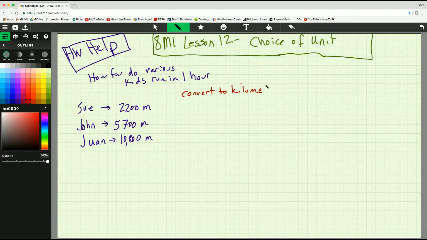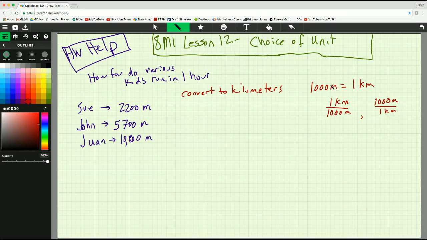Kilometers, some people call them kilometers. And we know that there is 1,000 meters in 1 kilometer. So we're going to be doing these multipliers of either 1 kilometer over 1,000 meters or 1,000 meters per 1 kilometer. These are kind of our multipliers.